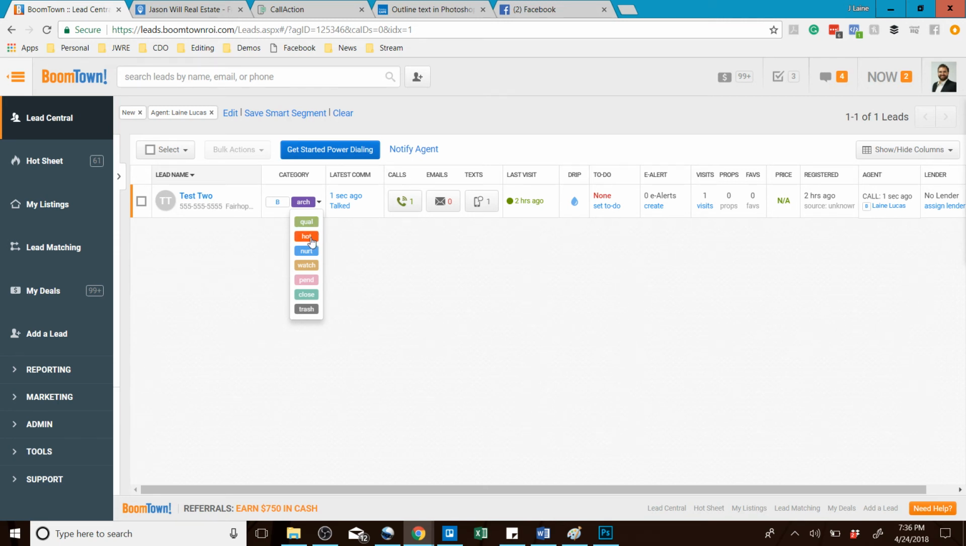Hot is 1 to 3 months. They're looking to buy or looking to sell in 1 to 3 months. Nurture, or looking to list in 1 to 3 months. Nurture, they're looking to buy in 3 to 6 months.